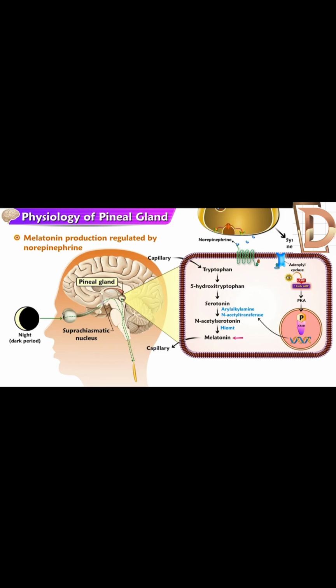Melatonin is the N-acetylated product of serotonin. The synthesis of melatonin is initiated by the conversion of tryptophan to serotonin, which is then converted to melatonin by the action of the enzyme arylalkylamine N-acetyltransferase.